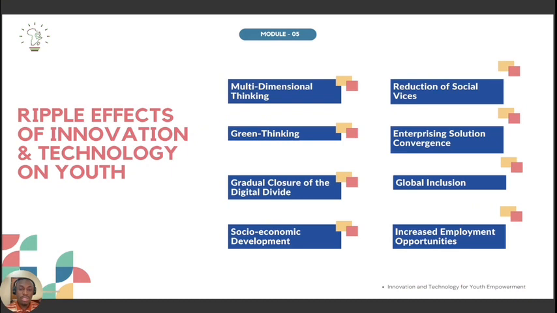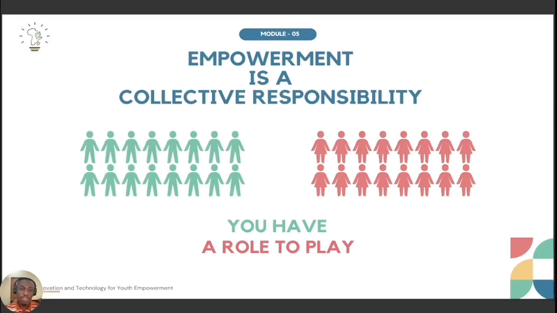Then also it increases the gradual closure of the digital divide. There's now more awareness when it comes to digital technology. And it also helps with global inclusion. Africa is currently being included in the global space. Then also it fosters socioeconomic development and also increases employment opportunities.